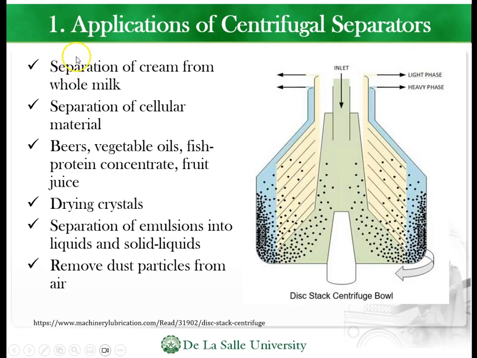Some of the applications of centrifugal separators are separation of cream from whole milk, separation of cellular materials, just like in blood, the plasma, beers, vegetable oils, fish protein concentrate, and fruit juices, in the drying of crystals, separation of emulsions into liquids and solid liquids, removal of dust particles from air. So you can see the inlet is usually in the middle, and then it rotates. And what happens is the solid particles will be at the walls.